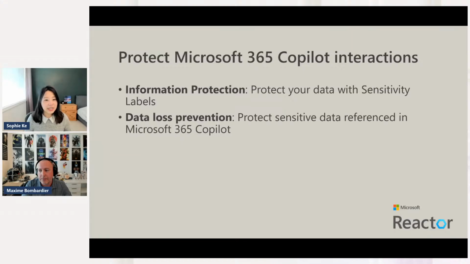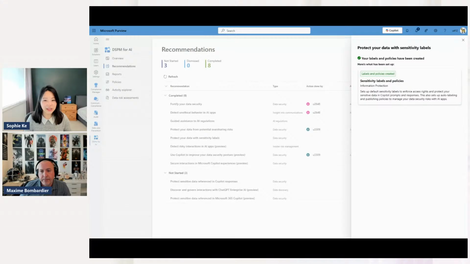All right, protecting Microsoft 365 Copilot. So we talked about discovering the interactions. To protect Microsoft 365 Copilot, obviously we talked through the oversharing as well, the importance of having sensitivity labels. So same thing: because Microsoft 365 Copilot respects, honors, and inherits your sensitivity labels on your files, we would recommend you protect all your data with sensitivity labels. And then data loss prevention, to protect sensitive data referenced in Microsoft 365 Copilot.